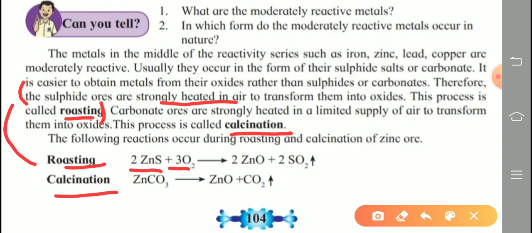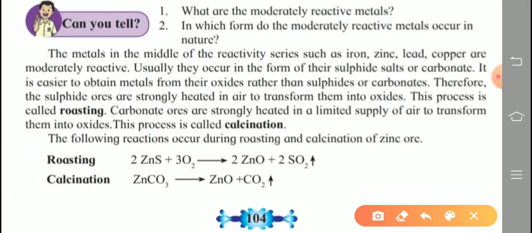So it reacts with oxygen, then this zinc sulfide is converted into zinc oxide, and from zinc oxide, zinc is easily separated, extracted from oxygen. Clear, all of you? And SO2, sulfur dioxide gas, is formed in this roasting process.